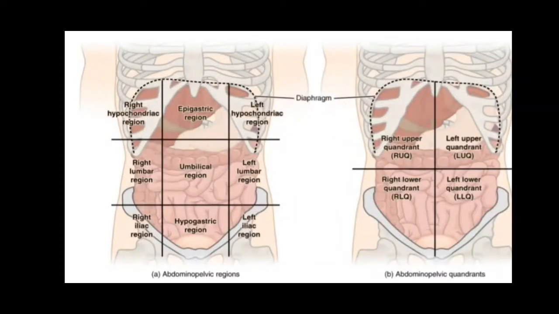You can see that on the left side you have the 9 abdominopelvic regions, and on the right side you have the quadrants. For the 9 regions you have the right and left hypochondriac regions. In the middle you have the epigastric. In the middle you have the umbilical region surrounded by right and left lumbar regions. Then below, at the lowermost level in the middle, you have the hypogastric region surrounded by right and left iliac regions. In the quadrants it is easier to remember: right and left upper quadrant, right and left lower quadrant.